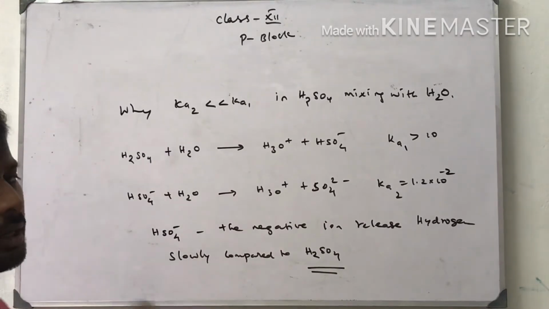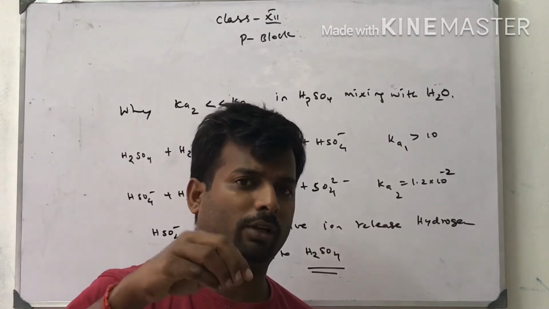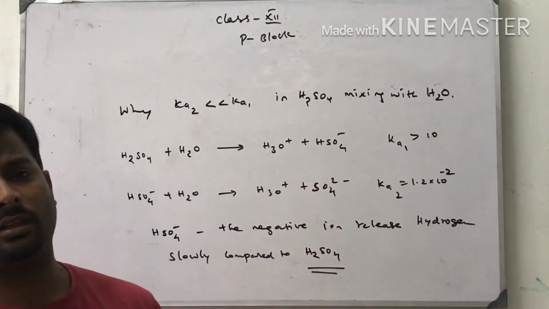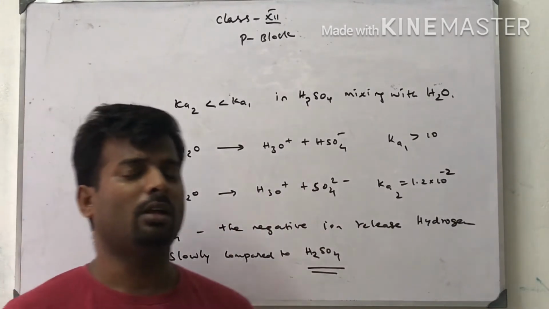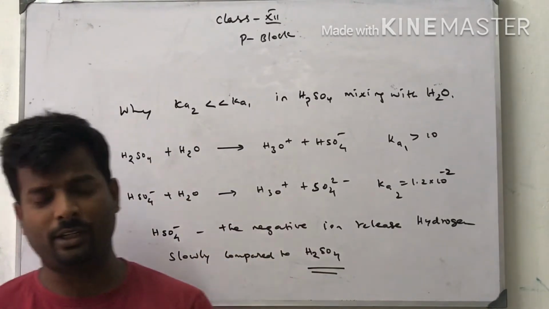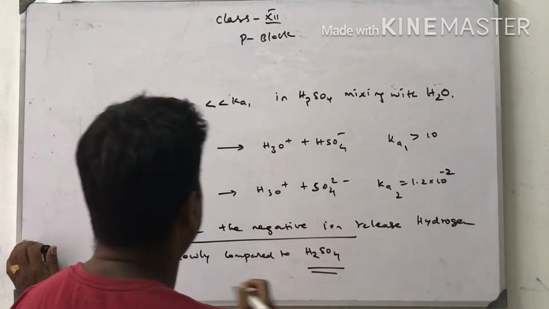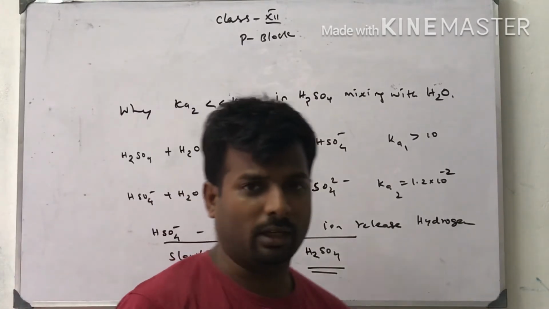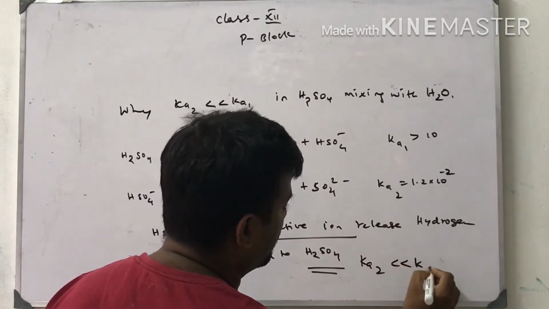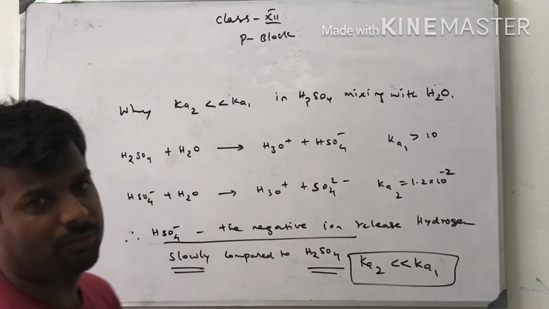Sulfuric acid is a dibasic acid. The basicity is 2; the number of replaceable hydrogen ions is 2. Whenever sulfuric acid is mixed with water, it readily gives its first hydrogen, and the second hydrogen release is difficult because the hydrogen is linked with a negatively charged species, so more energy is required to remove the hydrogen. HSO4 minus is a negatively charged ion, so the release of hydrogen is slow. That's why the Ka2 value is smaller than Ka1. So far we have discussed 5 questions.